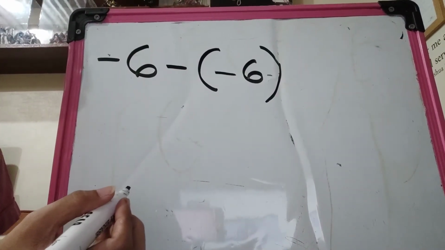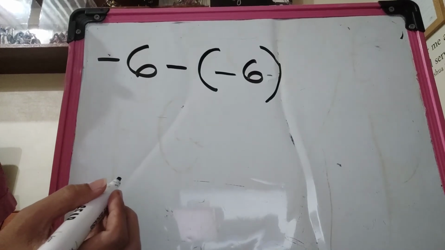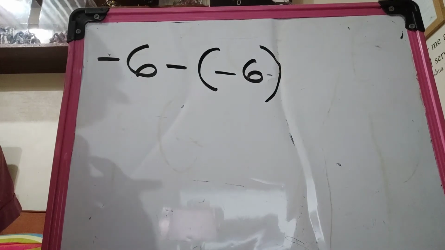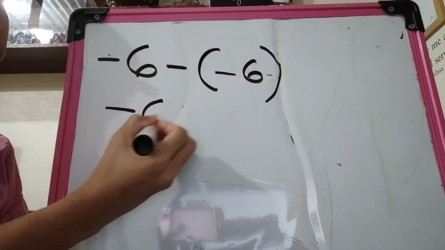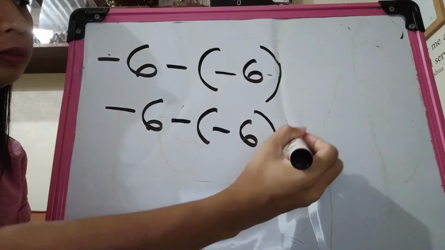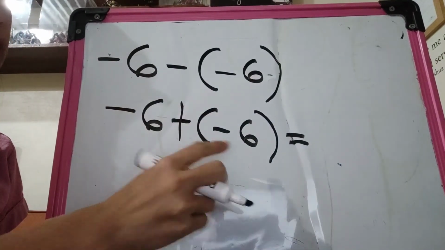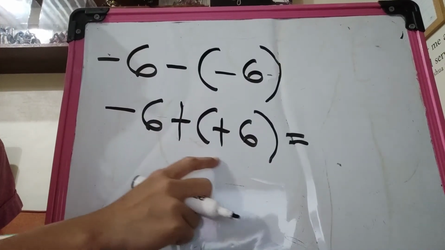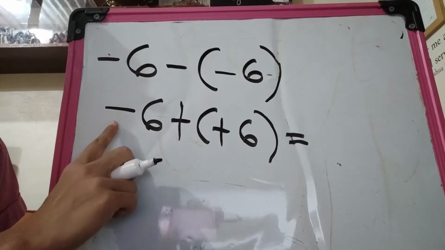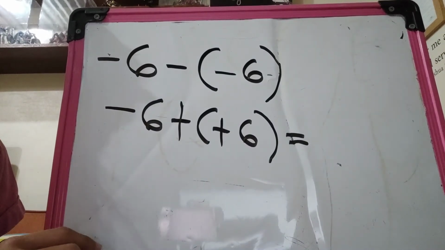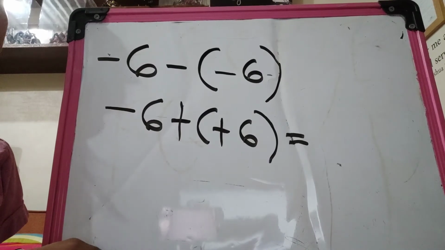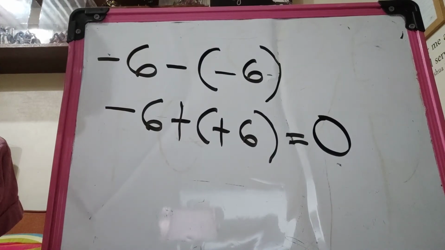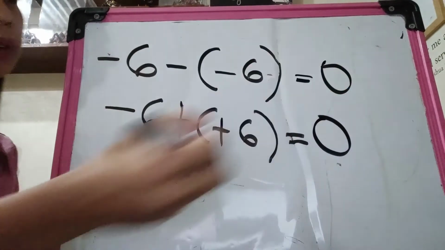So this time we have negative 6 minus negative 6. Change to addition, and then from negative, the subtrahend, change to positive. So we have negative 6 plus positive 6. They have different signs. One is negative, one is positive. Let's just subtract. 6 minus 6 is 0. Since there are no negative zeros, the answer is simply 0. So negative 6 minus negative 6 is equal to 0.